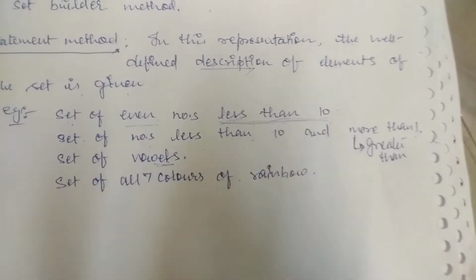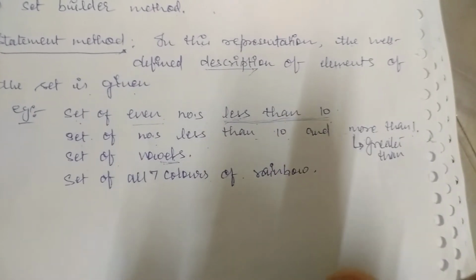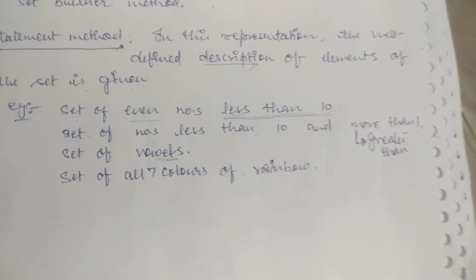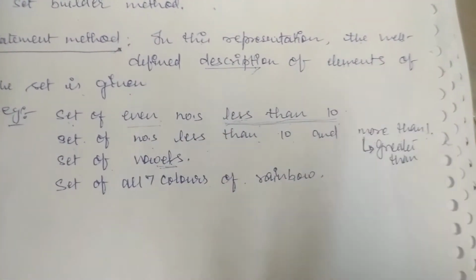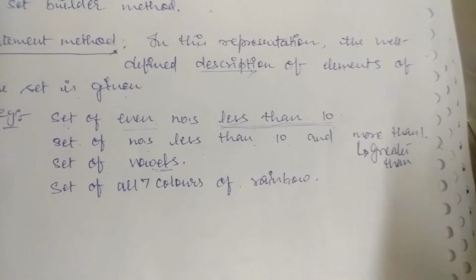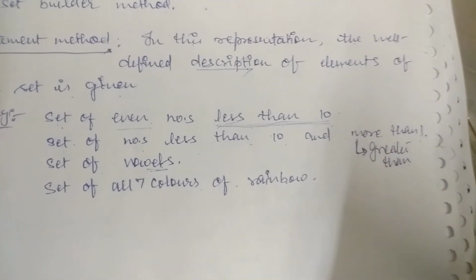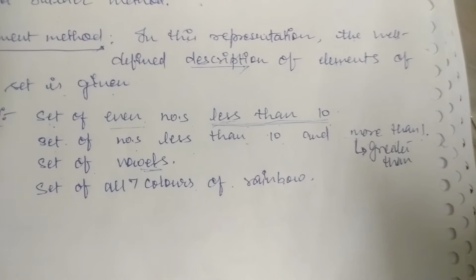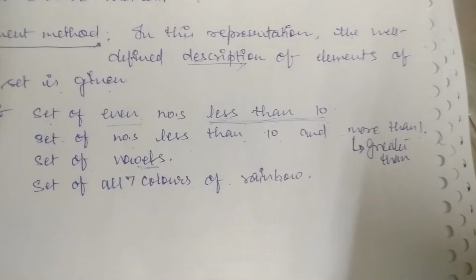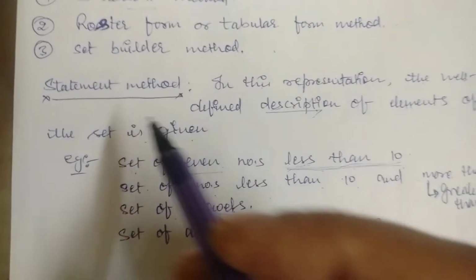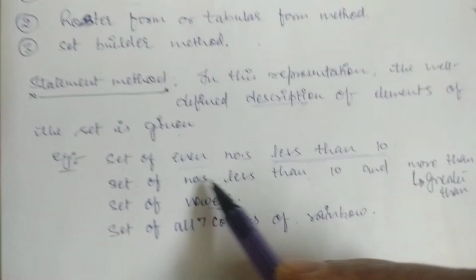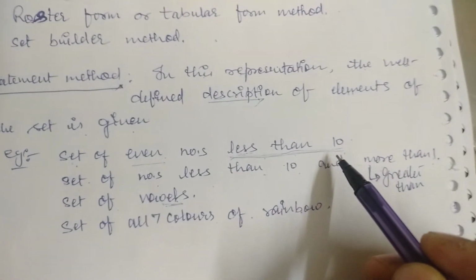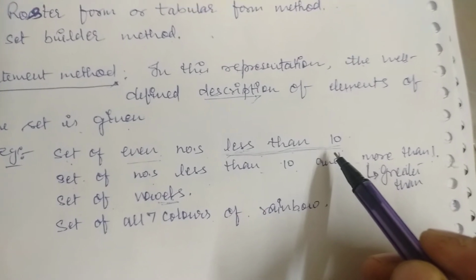Means we are having a set of colors and those colors belong to the rainbow. Means only those colors will be included in the set which come in the rainbow. Means violet, indigo, blue, green, yellow, orange and red. So this is the representation of a set via the statement method. In the statement method, we write a statement which represents the property of the elements of that particular set.